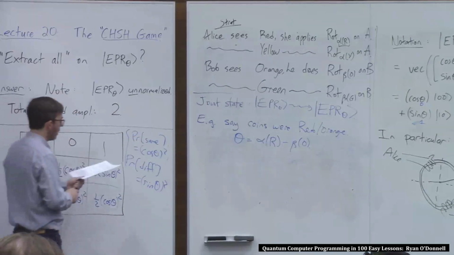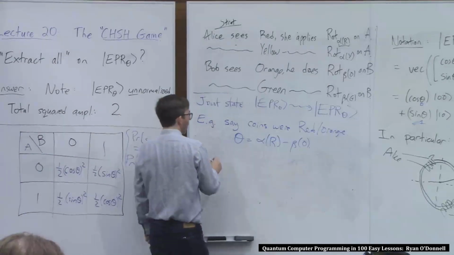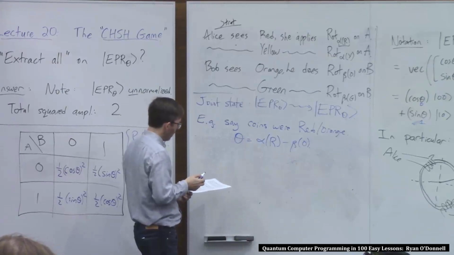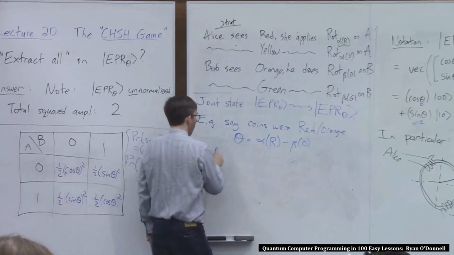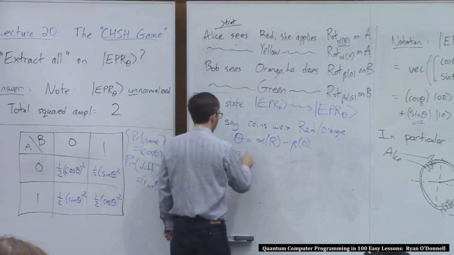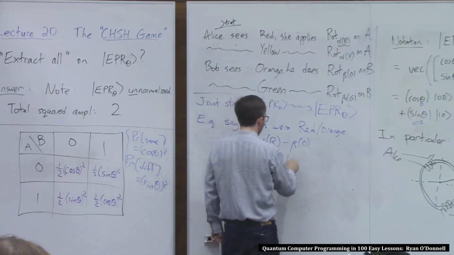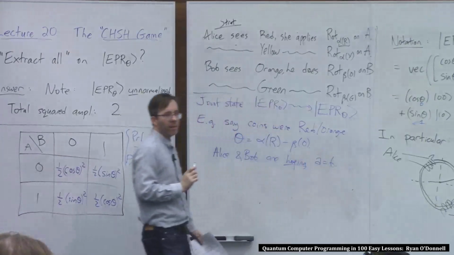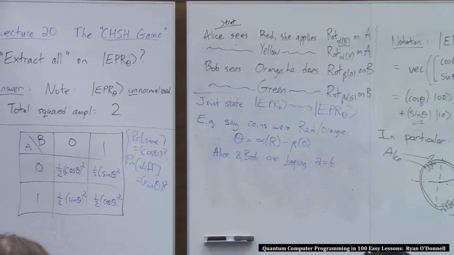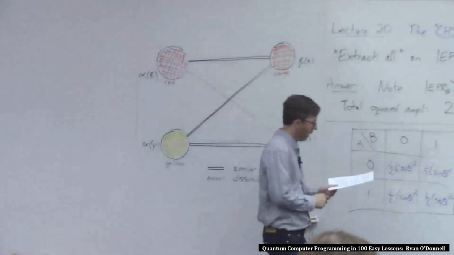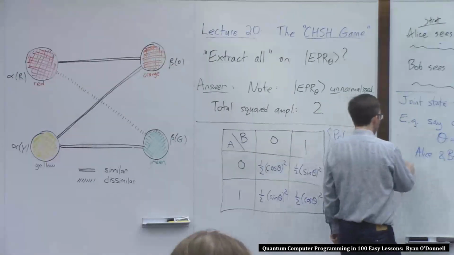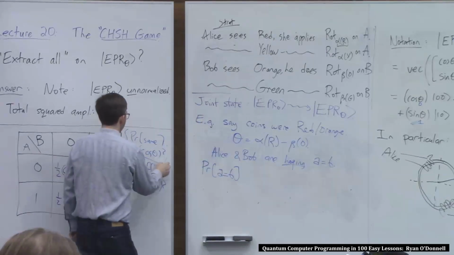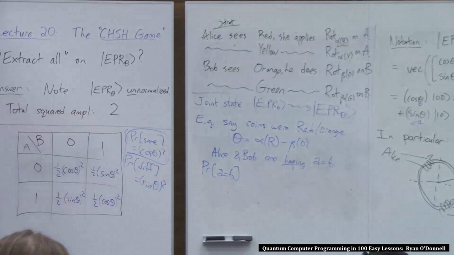Now, in this case, Alice and Bob are actually hoping that A equals B, that Alice's measurement outcome equals Bob's measurement outcome, because that's the win condition when it's red-orange. They're hoping that A equals B. So the probability that A equals B, we have it right here in my scratchy handwriting. It's cos theta squared.